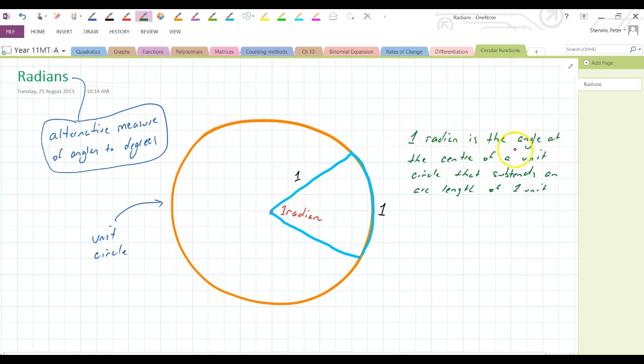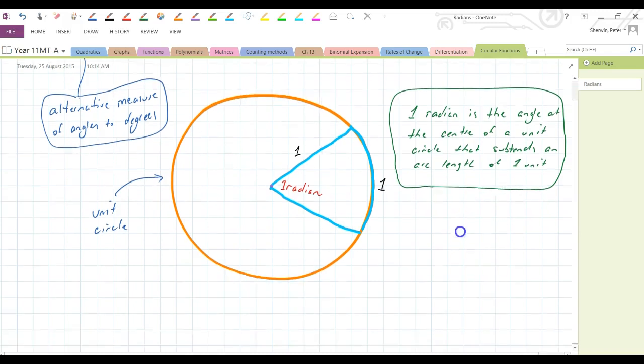Okay, 1 radian is the angle at the center of a unit circle. There it is there. That's the center of a unit circle, a unit circle being a circle with a radius of 1 unit, that subtends an arc length of 1 unit. This is called subtending. This angle here subtends that arc length because, you know, these radii make that arc length. So that's what subtends is all about. Okay, write that down. That's a radian.